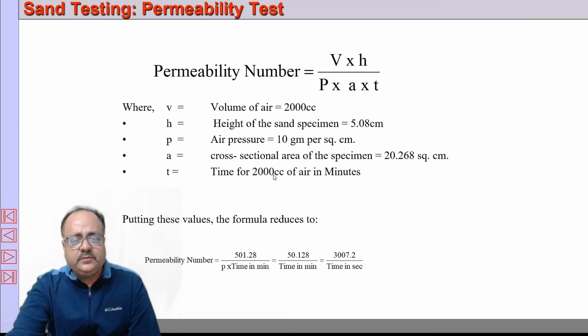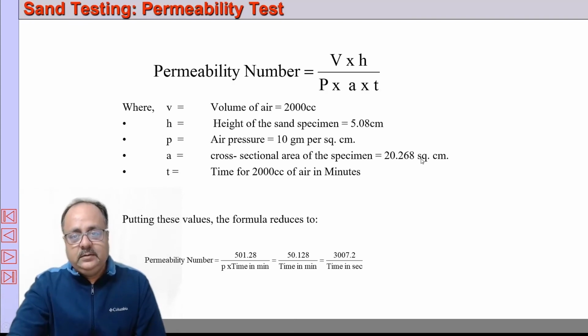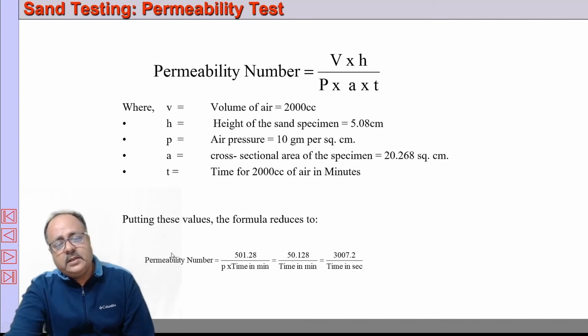So the formula ultimately becomes 2000 into 5.08 centimeter divided by 10, divided by 20.268, divided by time in minutes, which gives you 50.128 by time in minutes. Divided by this into 60 gives time in seconds. So this is the formula that is used to calculate the permeability number.